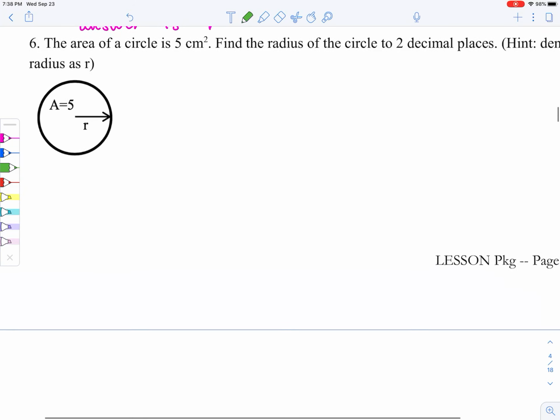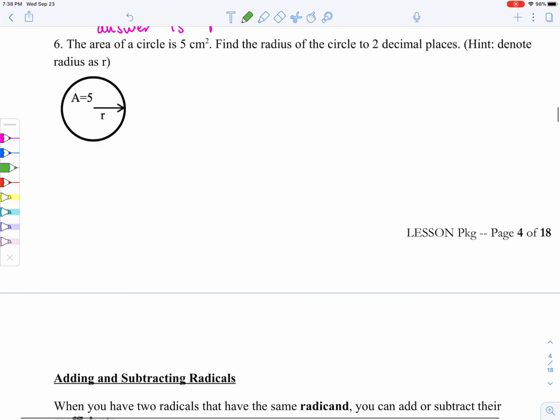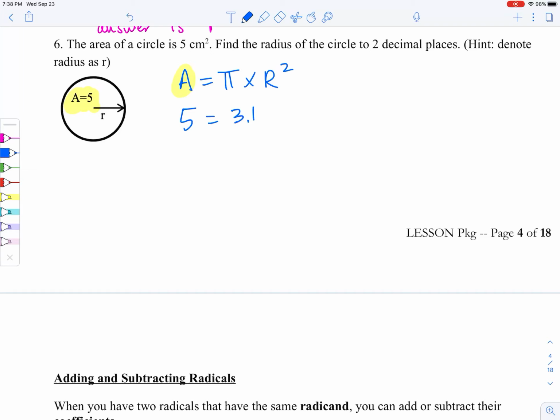Question 6. The area of a circle is 5 centimeters squared. Find the radius to 2 decimal places. Hopefully in your brain somewhere you will recognize that the area of a circle is pi times r squared. They told us that the area was 5. So I get 5 equals, now pi equals 3.14, times the radius squared.